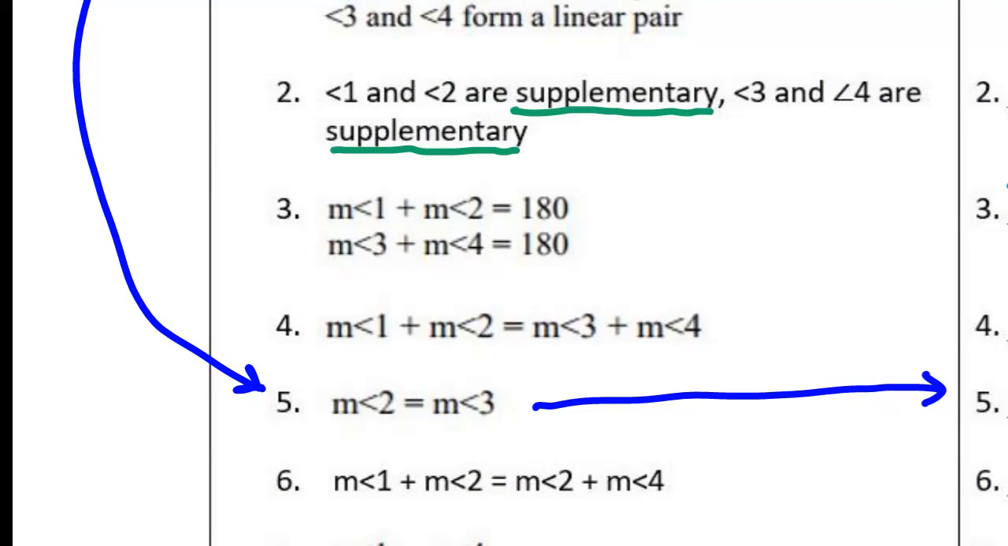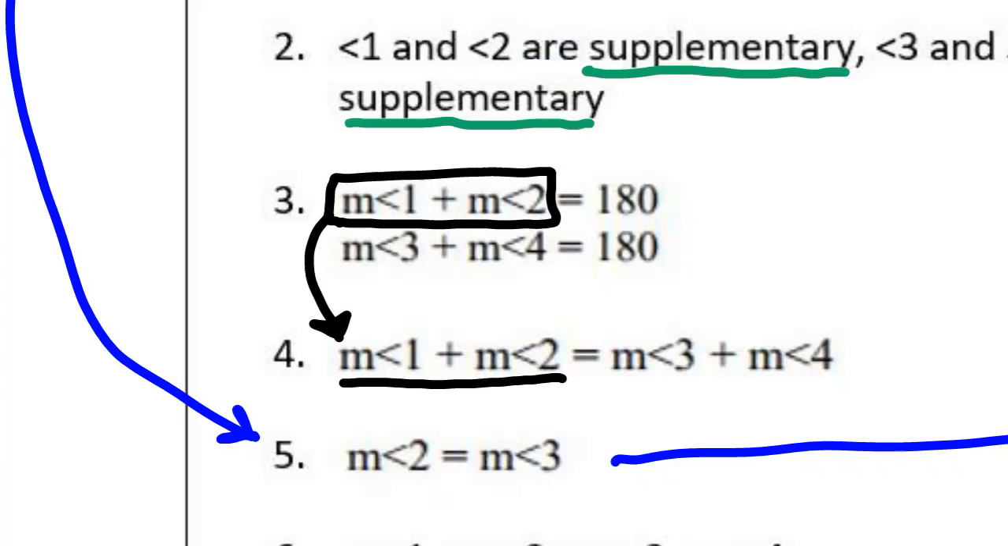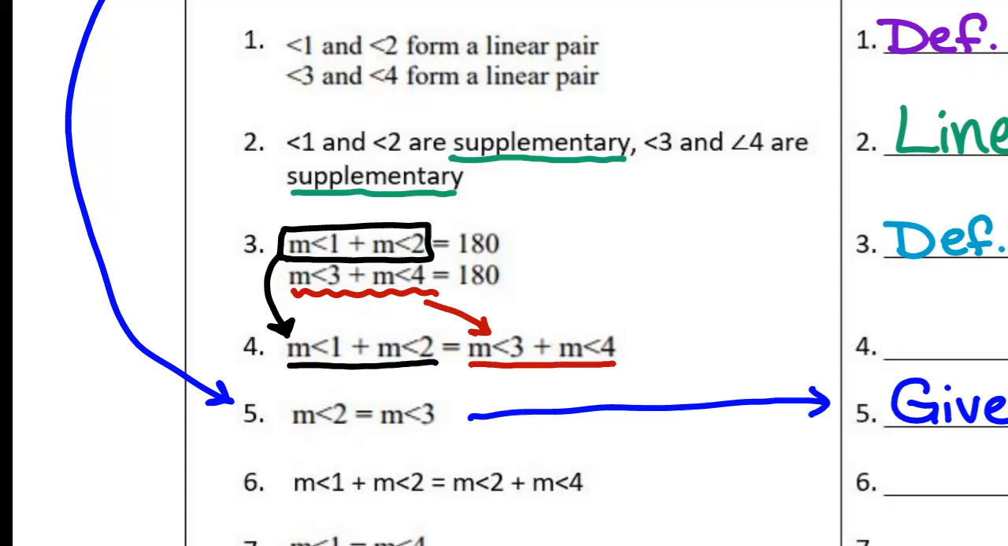How many equations are there in statement 4? There's only 1. Angle 1 plus angle 2, that's still here. And on the other side, I have angle 3 plus angle 4 right here. Well, angle 1 plus angle 2 is 180. Angle 3 plus angle 4 is also 180. So are these things actually equal to each other? Yes. Why am I allowed to say that?